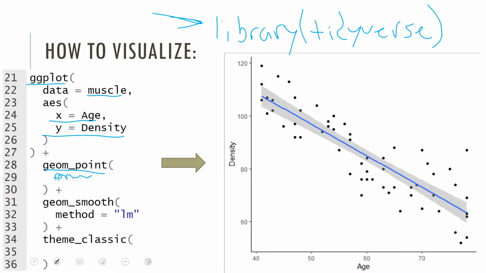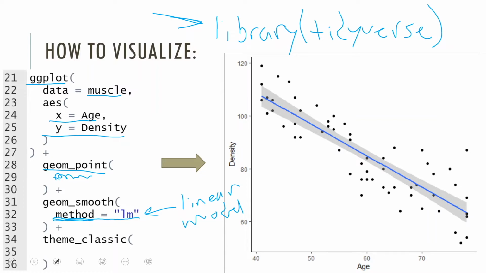Geom line instead just kind of connects all the dots together and it looks gross. But what we want is geom smooth with the method equals lm, and that lm just stands for linear model. The default, if you were to leave this out, is lowess. It's a lowess curve. Looks kind of funky.